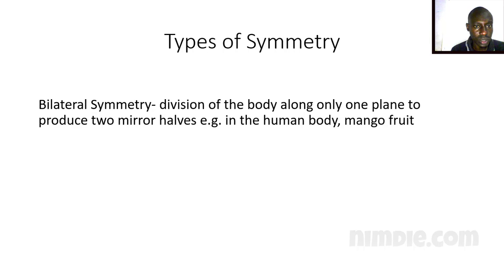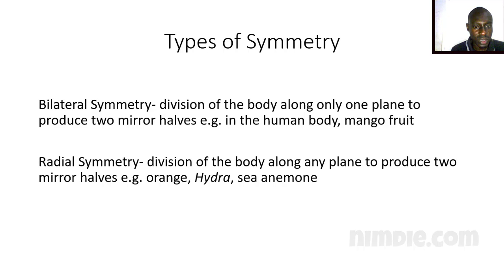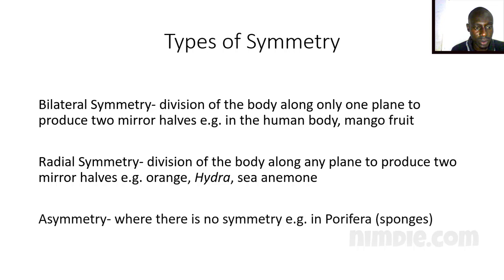Bilateral symmetry refers to the division of the body along only one plane to produce two mirror halves. Example, in the human body. Radial symmetry refers to the division of the body along any plane to produce two mirror halves. Example, an orange. Asymmetry refers to where there is no symmetry. Example, in the sponges, in the phylum Porifera.